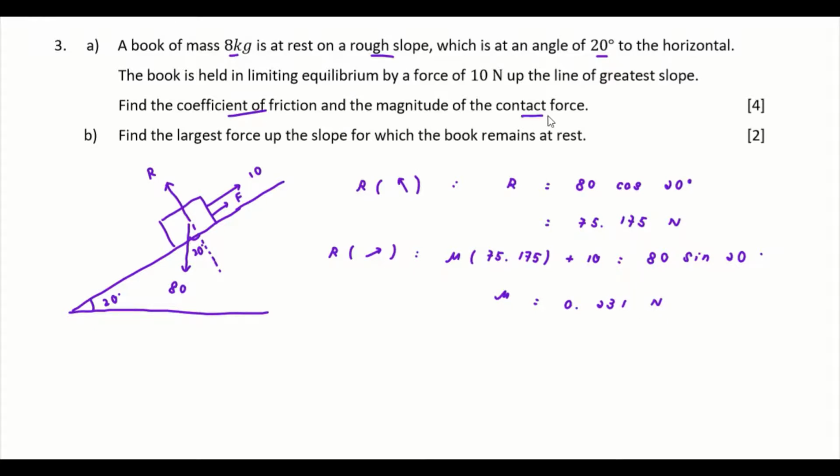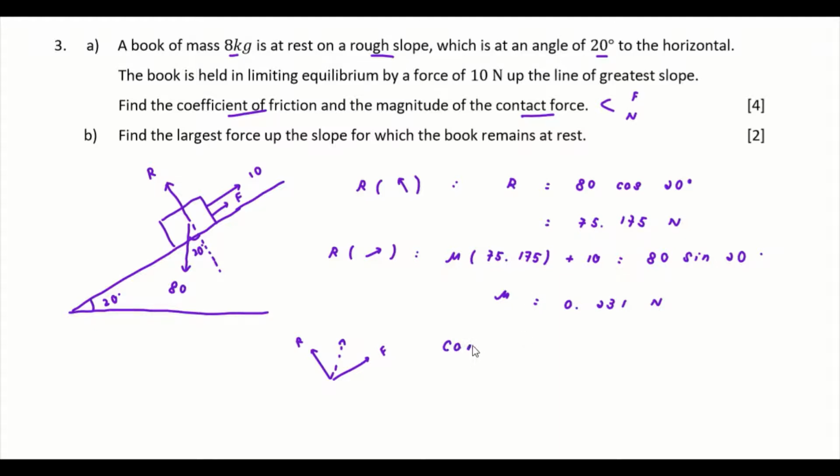Remember, the contact force consists of two forces: one is the friction and the other is the normal reaction. When you look at this diagram, there's the normal reaction here and the friction here. So what's your contact force? Your contact force will be the resultant of these two forces, which is in the middle like this. How do you solve this? By using Pythagoras' theorem.